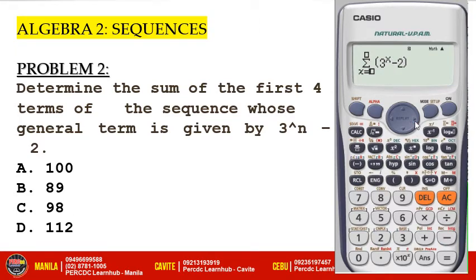Okay? Ang sabi sa problem, first 4 terms, so this is from 1, that is the lower limit, and then the upper limit is 4. So yun lang, and then press equal. Press an equal, the correct answer is 112. Okay? 112 po yung correct answer.